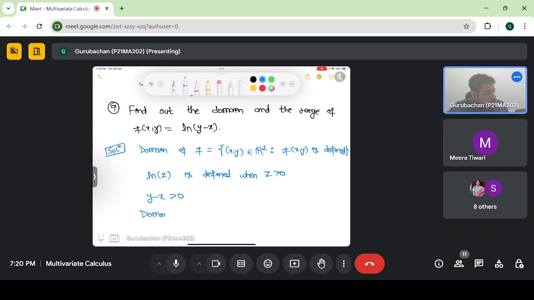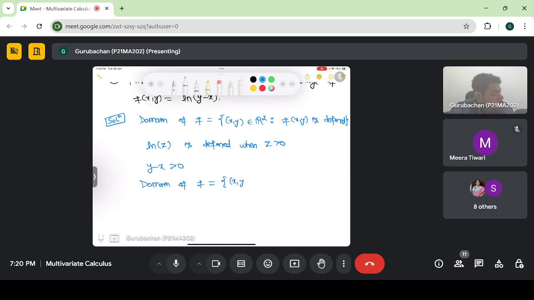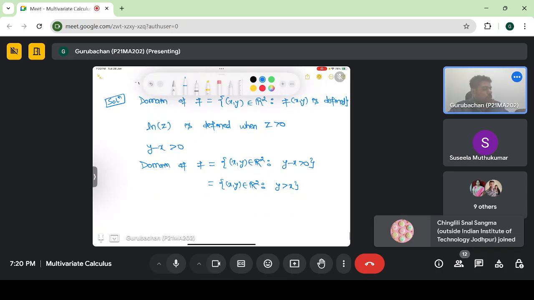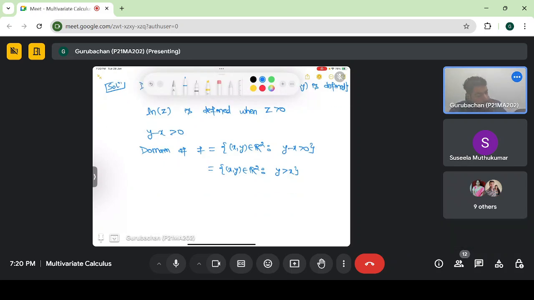So what will be the domain of f? Sir, 0 should be included in the range. Yes, sir. Okay, let's see. Domain of f is the set of (x, y) such that y minus x is strictly greater than 0, and y strictly greater than x. Okay, this is the domain of f. Now let us discuss what is the range of f. It is the collection of all those real numbers z such that z is equal to f(x, y) for all (x, y) belonging to the domain of f.